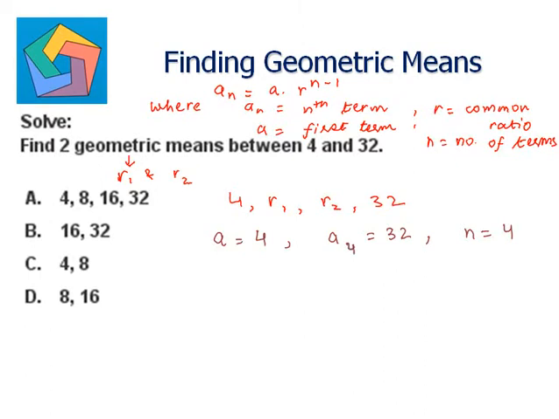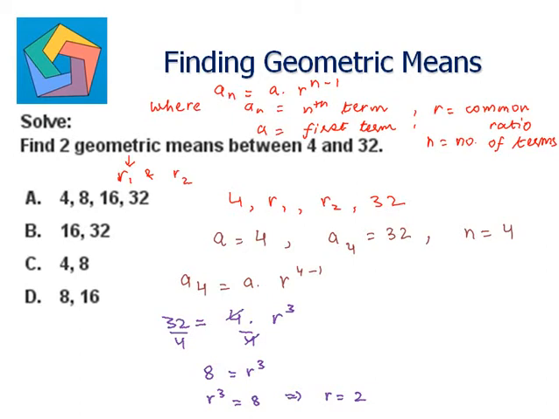So I can use the formula a4 is equal to a times r raised to the power 4 minus 1. a4 is 32 is equal to a is 4 times r cube. So dividing by 4 both sides, 32 by 4 is 8 is equal to r cube, or I can say r cube is equal to 8. Taking cube root both sides, I get r as 2.